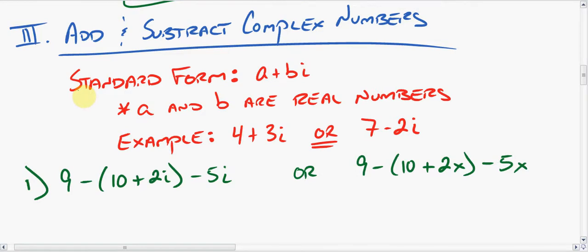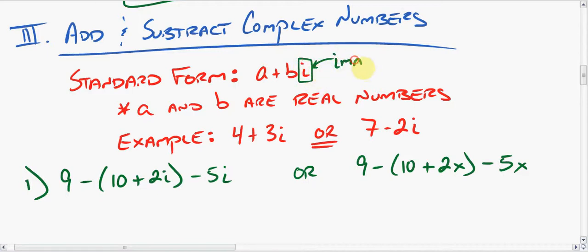This is section 4.6 part 3, where we are going to add and subtract complex numbers. Complex numbers are numbers that have an imaginary number in them, so they have that imaginary aspect to the number. The standard form of a complex number, which you see written here, is a plus bi, where this i represents the imaginary aspect of this complex number.